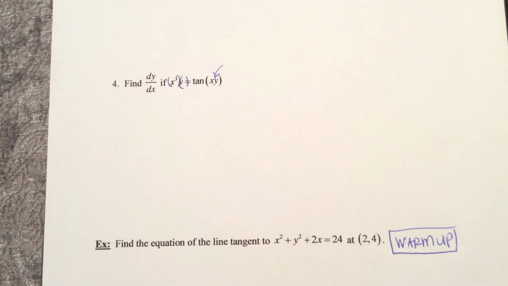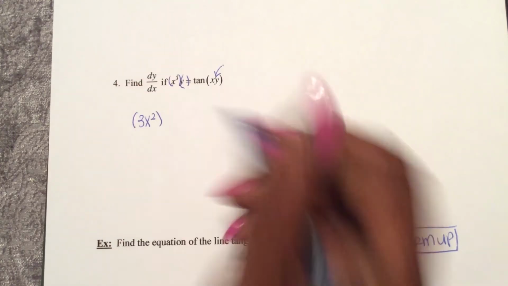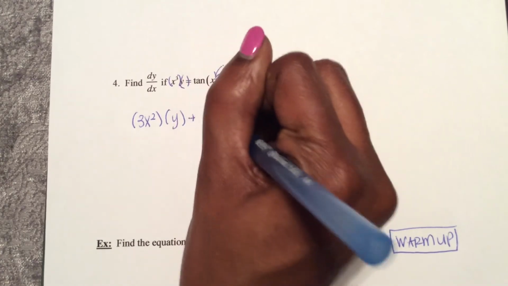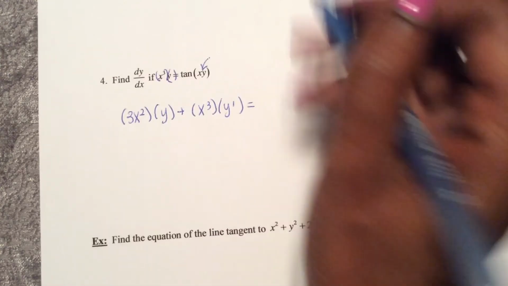So now that I know which rules I'm going to use to differentiate, I will differentiate using implicit differentiation with respect to x. So product rule on the left side, the derivative of x cubed with respect to x is 3x squared multiplied by y plus x cubed multiplied by the derivative of y with respect to x, y prime, equals, now what's the derivative of tangent?